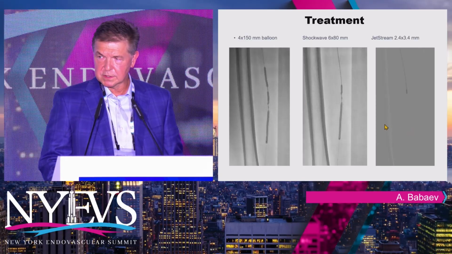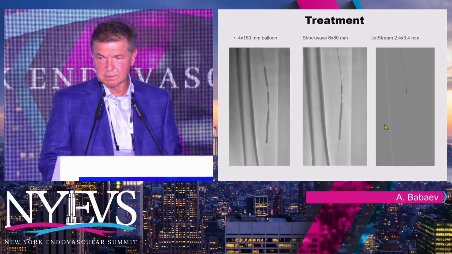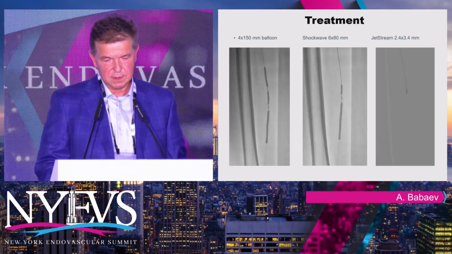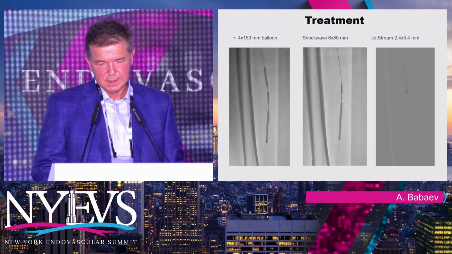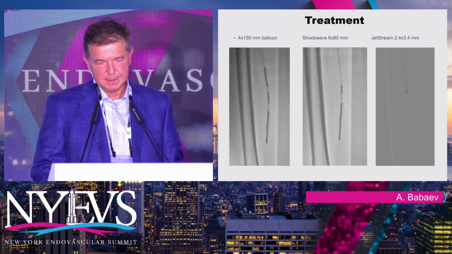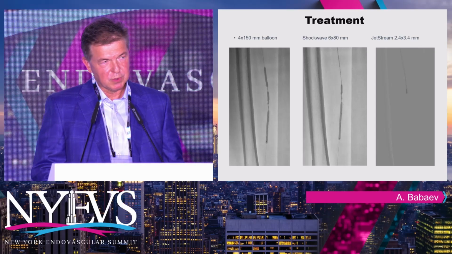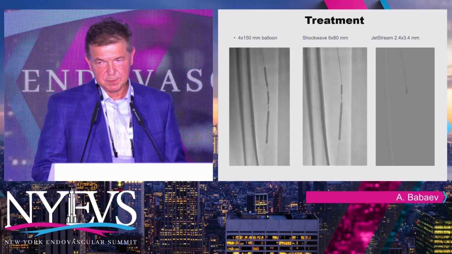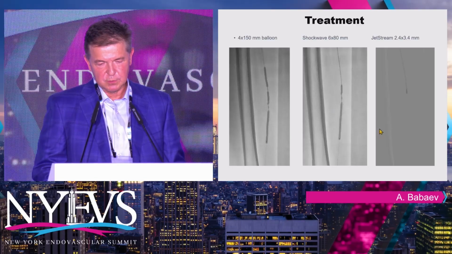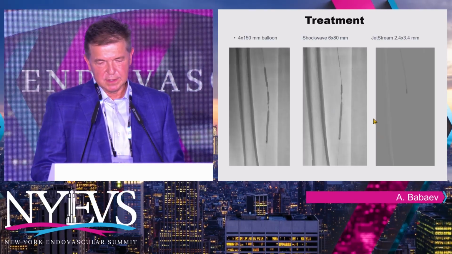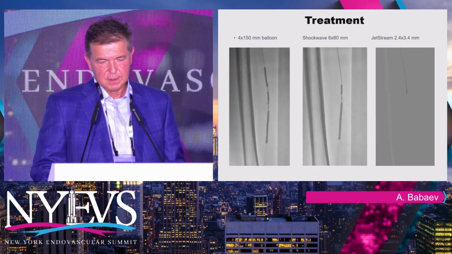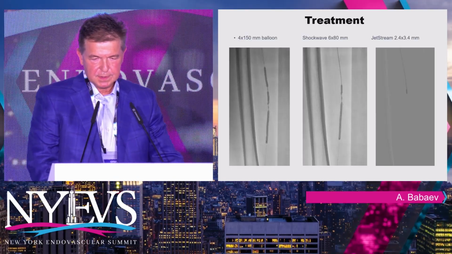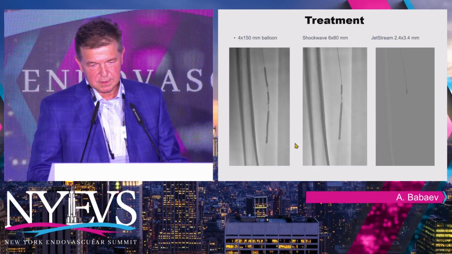Okay, not a biggie. Let's do Shockwave. So we put the Shockwave balloon there, which is a 6 by 80 E8 balloon. Inflated it, did multiple pulses, pulled it back, making sure that the emitters were right where that bad spot is. Still didn't do anything to that particular segment. All right, so next step, rotational atherectomy.